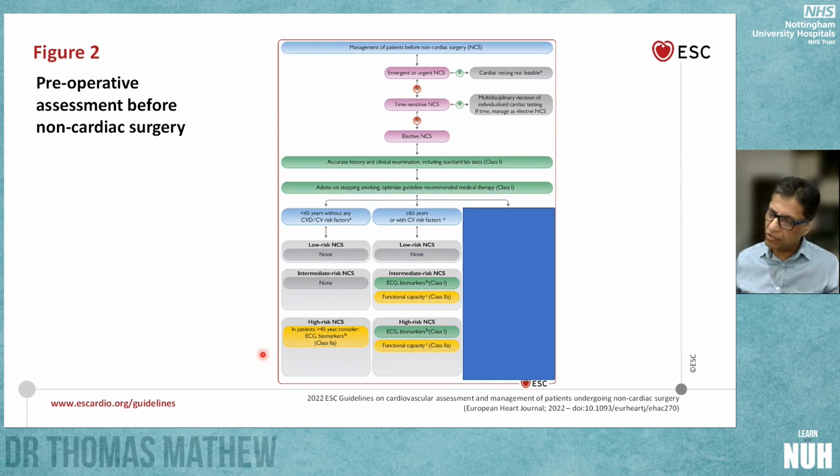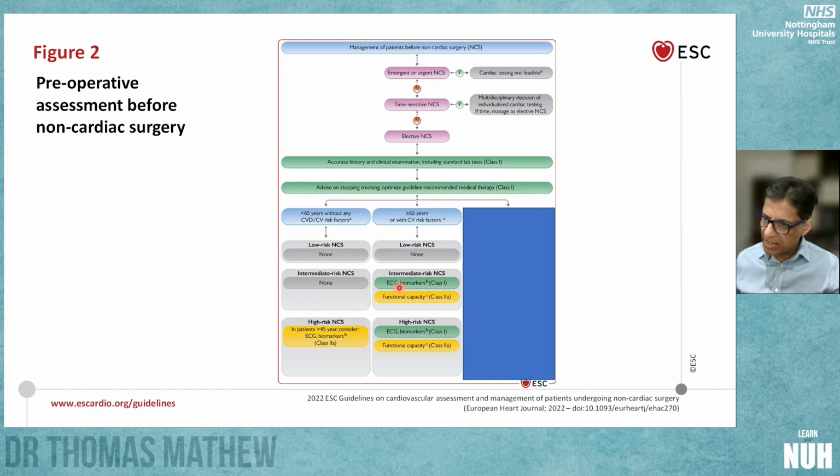Over 65 and/or with risk factors, if they are undergoing intermediate or high-risk surgery, would require further assessment. And the assessment is by an ECG, biomarkers again recommended in this group, and a full functional capacity assessment. If the functional capacity is normal, again, they can go ahead with the non-cardiac surgery.